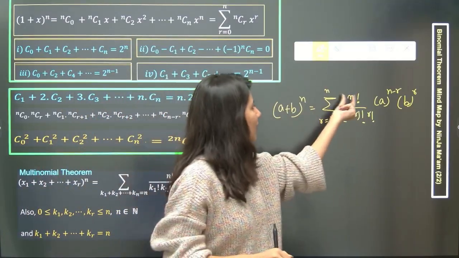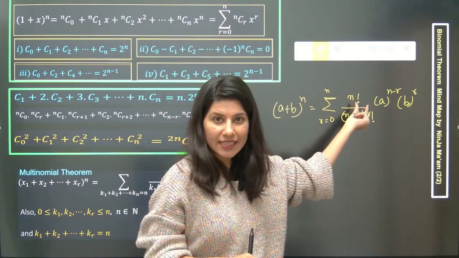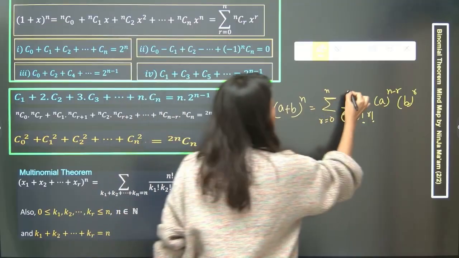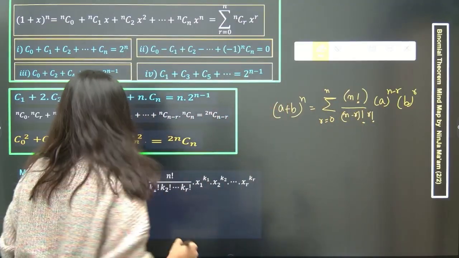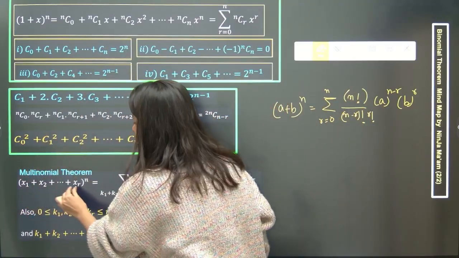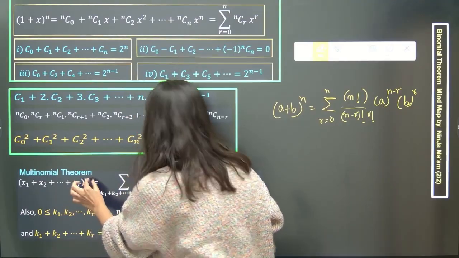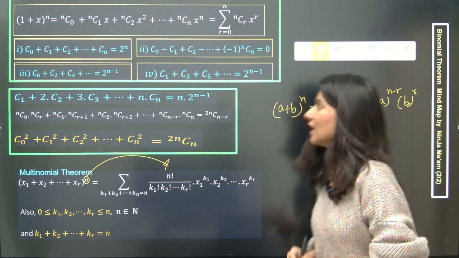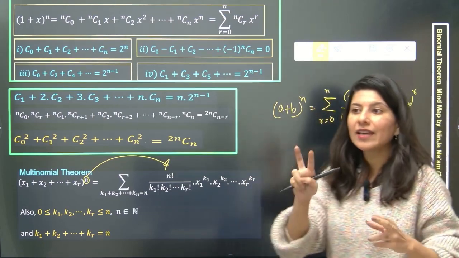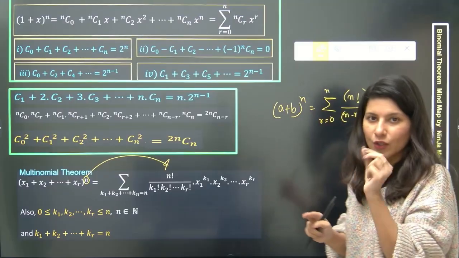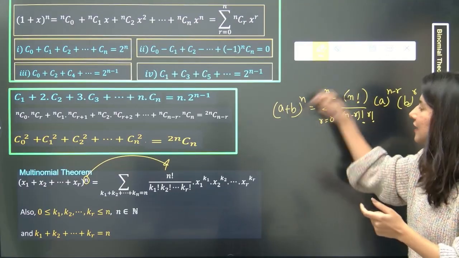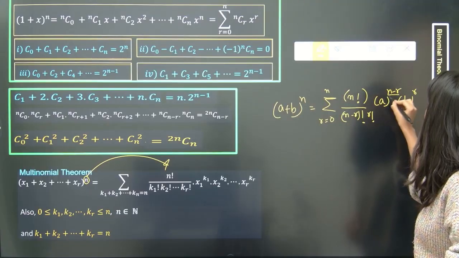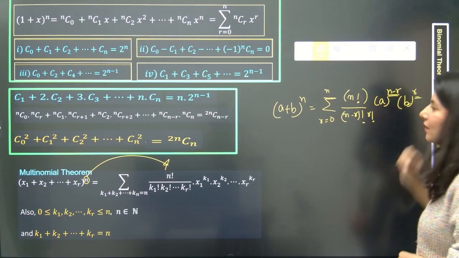Understand, n factorial, that means power factorial is here, okay? So power factorial should lie over here. So here also, if (x1 plus x2 and all the way up to xr) power n, so n factorial should be here, correct? Okay. Now because it is a binomial, there will be two terms, like two things involved, a raised to power something and b raised to power something. So here a raised to power n minus r, b raised to power r, correct?